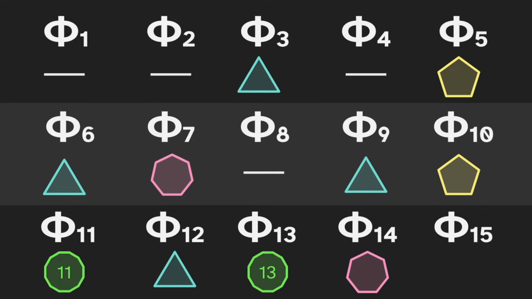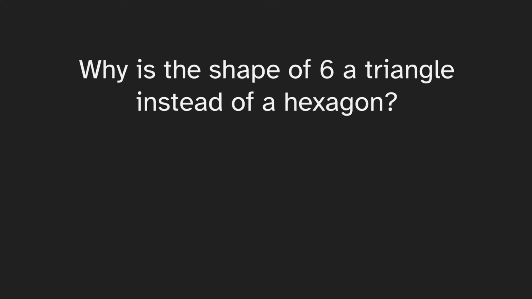But then 15 gives us this shape, which is not a regular polygon. Things kind of go astray here. So why did that happen? Before we go to that question, maybe we want to ask, why didn't it happen earlier? For example, why is the shape of 6 a triangle instead of a hexagon? Maybe we would expect to get a hexagon because it's 6.